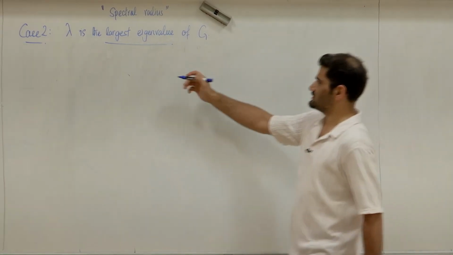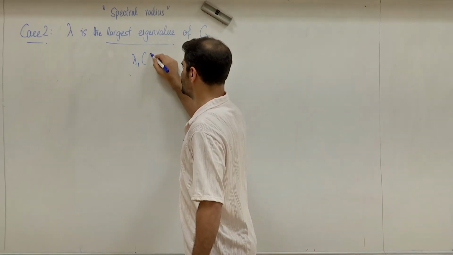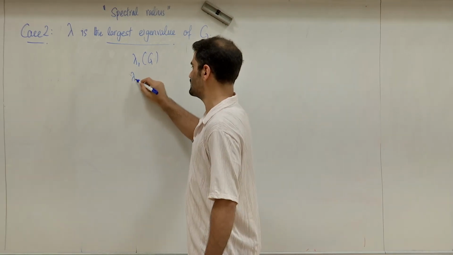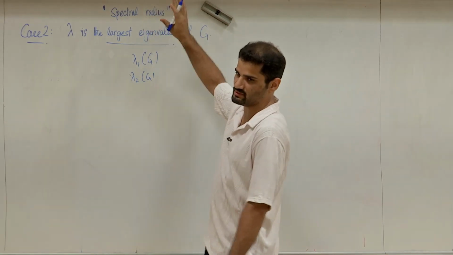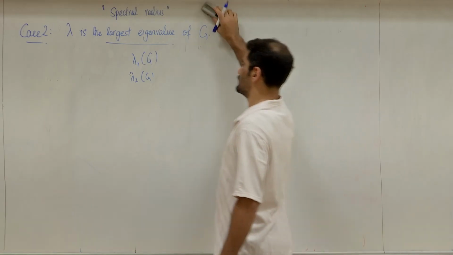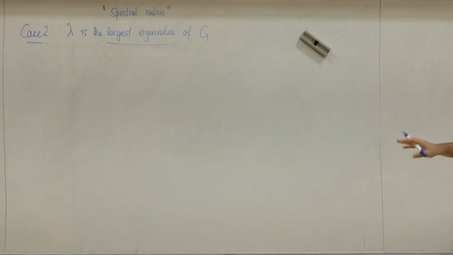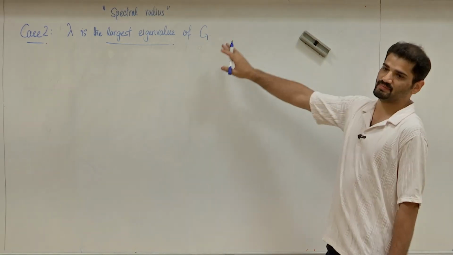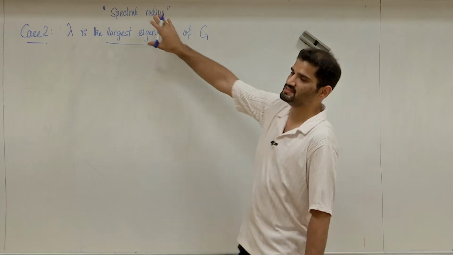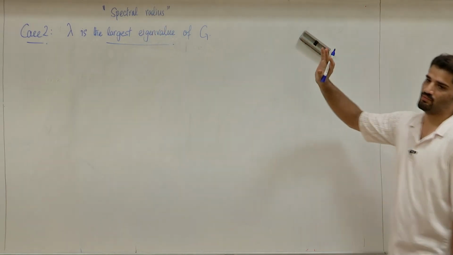Another thing I'll use, I'll just call it lambda 1 of G sometimes, because this is the largest one. The second largest one will be lambda 2 of G. So they will all be the same thing. Okay, but anyway, we did the easy case where it's not in the spectrum. Now I'm saying it is in the spectrum, and I'm also saying that it's the largest thing in the spectrum. What happens in this case?